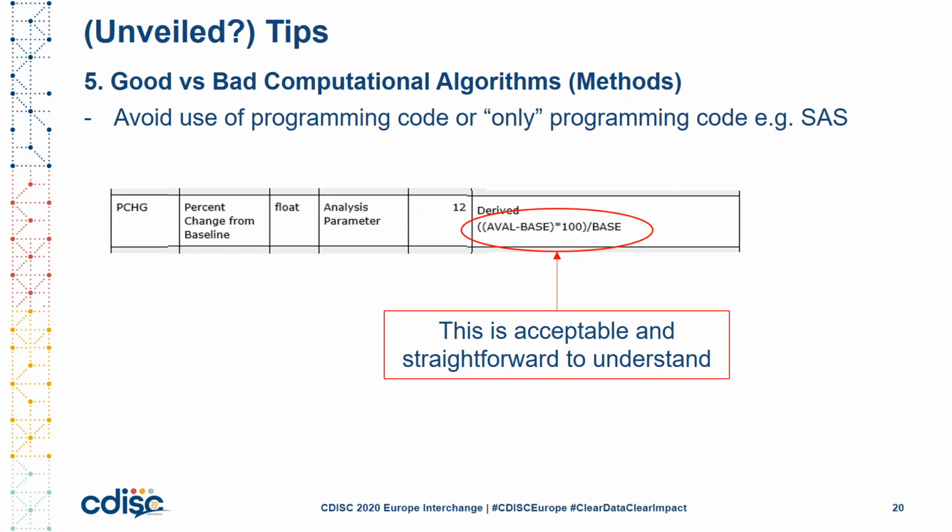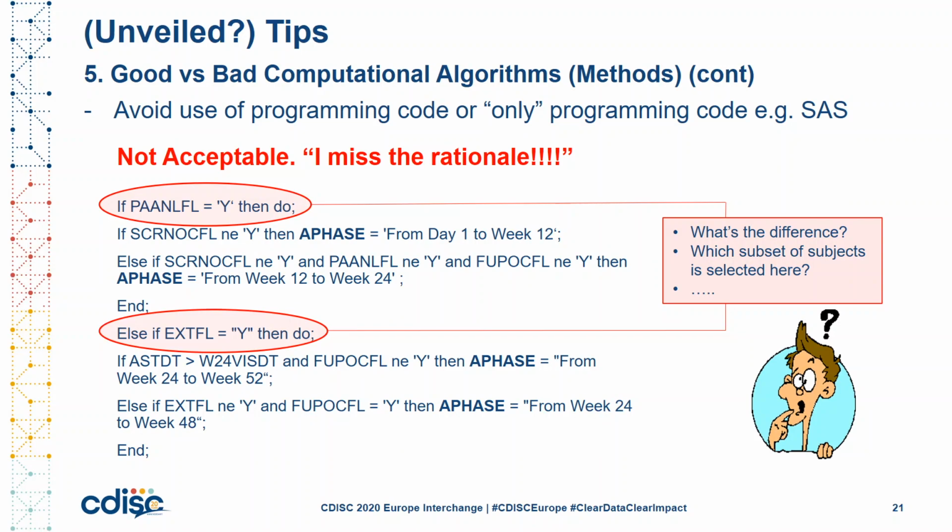In some instances, this might work. For example, here the derivation of percentage change from baseline is pretty standard and straightforward. So putting the code used may be acceptable and fully understandable. However, there are situations where your code may not be understandable. If the reviewer doesn't have the same technical skill you have, the reviewer may also miss the reason why you have, for example, in this code, created a variable APHASE differently depending on the value of two other variables.